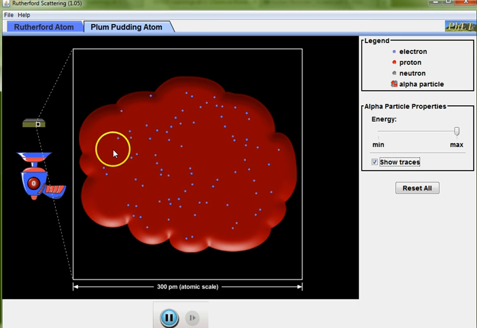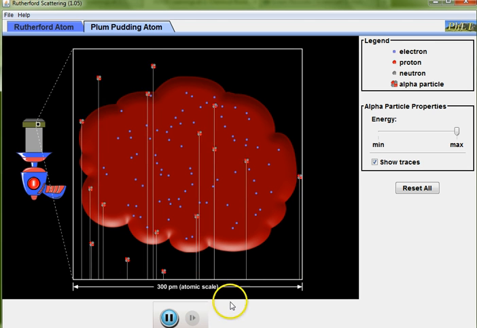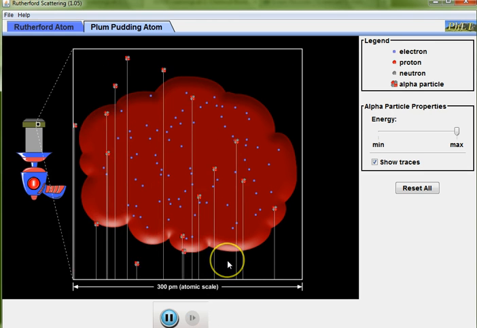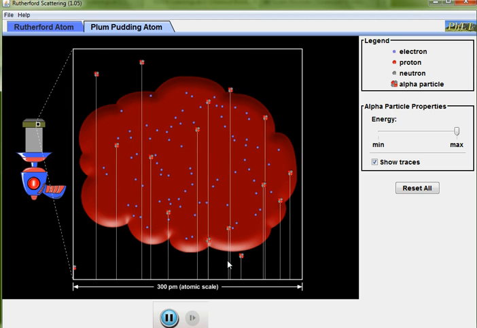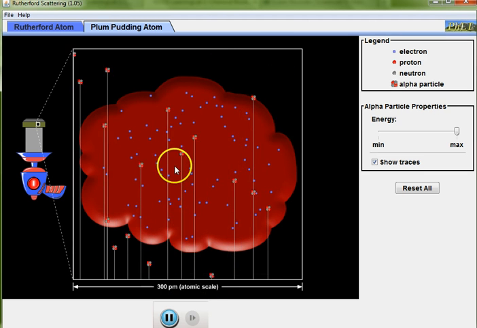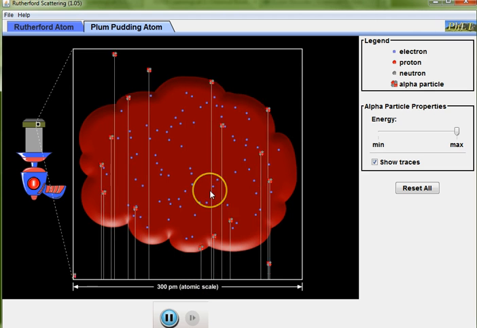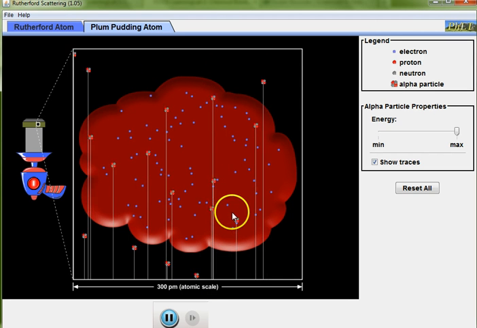Let's say you have this model, and let's start our Rutherford experiment here and see what happens. You can see that there is absolutely no deflection. The alpha particles are going straight through. Do you guys see that?